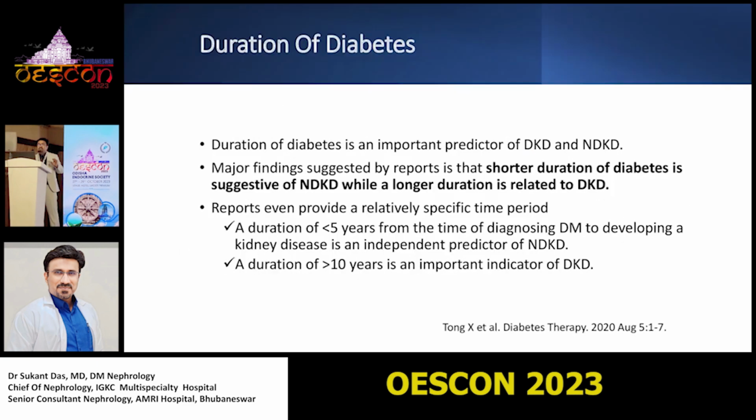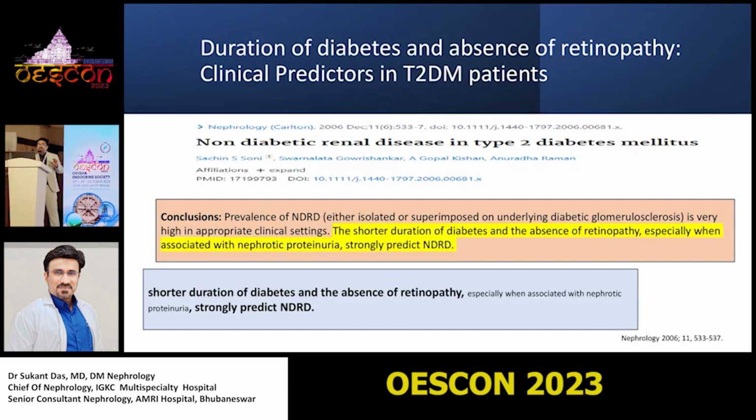Another important factor is the duration of disease. Remember that if the duration is less than 5 years, most likely there could be some factor which is independent of diabetes, so it would point more towards non-diabetic kidney disease. And if kidney disease appears in a patient with diabetes after more than 10 years, then more likely it would be diabetic kidney disease. Why am I telling all these things? Because in most clinical scenarios, we may not be able to go for a kidney biopsy. So these pointers are very, very important.